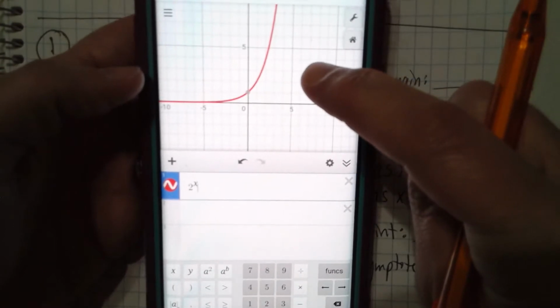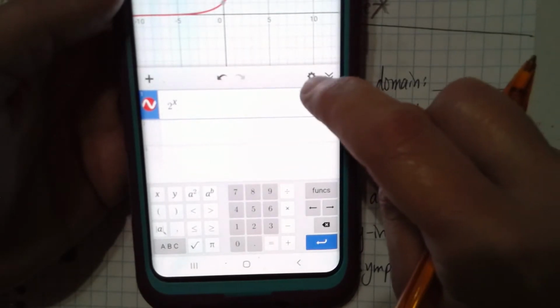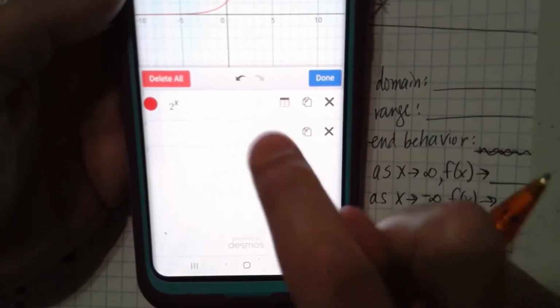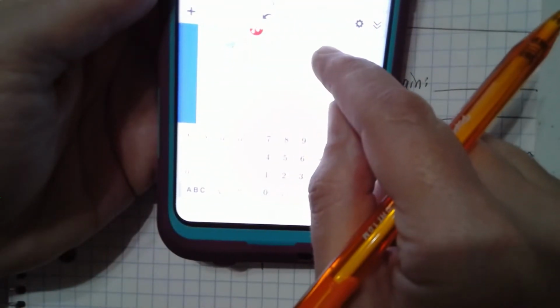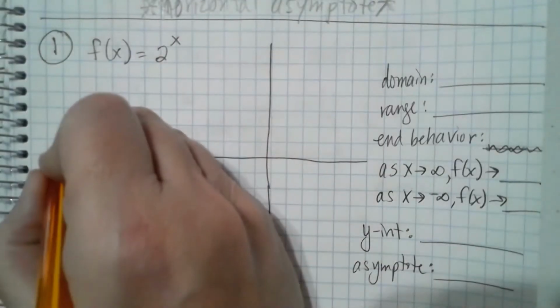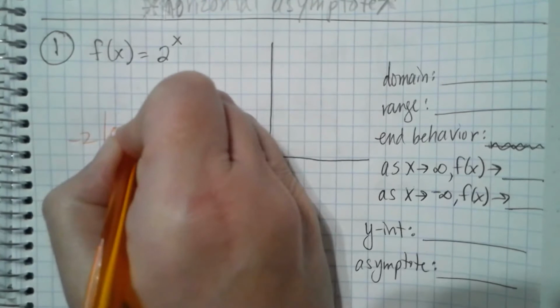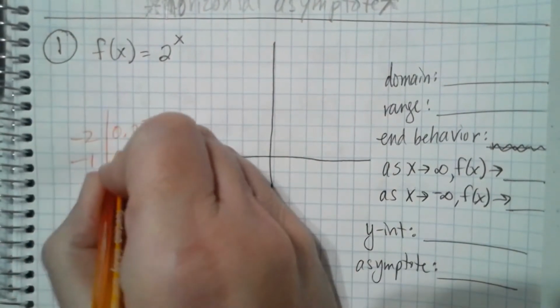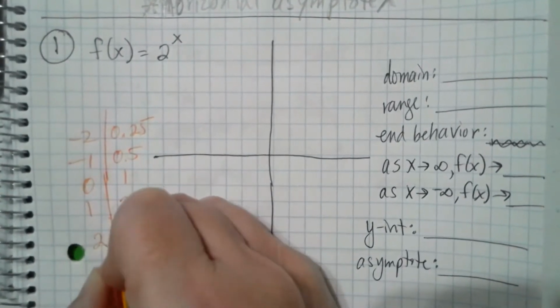Okay, so I'm going to sketch this. Before I do that, do you see the little cog right here, the little settings thing? When you click on that, it gives you an option to look at the table. So this thing right here is our table. If you push that, it shows me some numbers here for this graph, which you can't see here, but they are listed there. All right, so I'm going to just jot down a couple of them. I'm going to write -2, 0.25, -1, 0.5, 0, 1, 1, 2, and 2, 4.